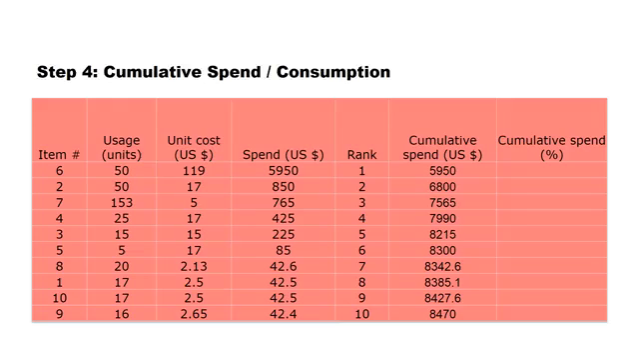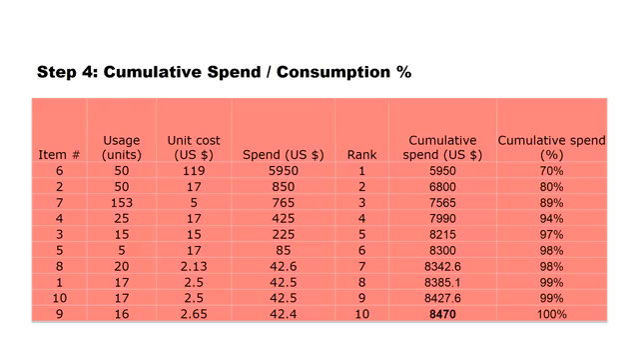Now we rearrange the items by their ranks and calculate the cumulative spend in dollar value. For example, the cumulative spend of the first item is its spend. The cumulative spend of the first two items is the sum of the spend of the first item and the spend of the second item, and so on.